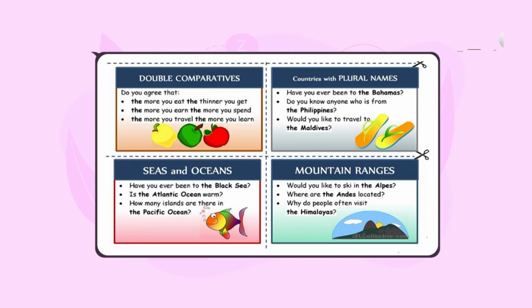We say, have you ever been to the Black Sea? البحر الأسود, the Black Sea. Is the Atlantic Ocean warm? The Atlantic Ocean. هنا أيضاً استخدمنا the مع المحيط الأطلنطي, the Atlantic Ocean. We can also use it with countries with plural names مع أسماء الدول التي تحمل معنى الجمع like the Bahamas, the Philippines, the Maldives. إنها جمع واستخدمنا معها the.